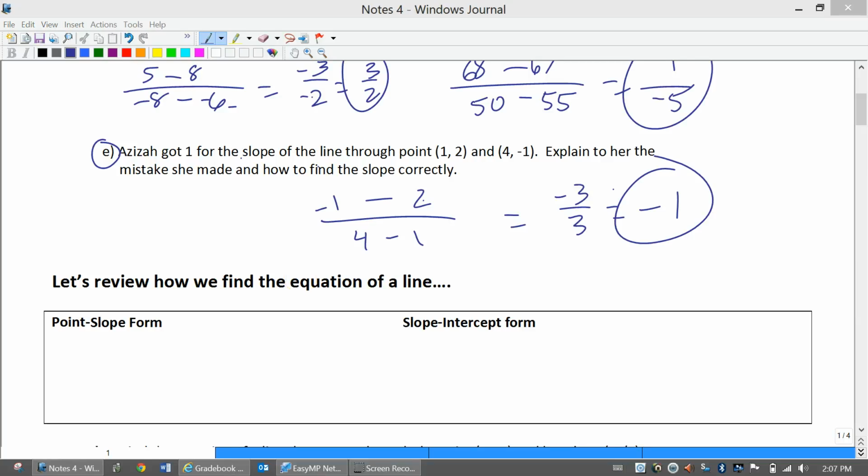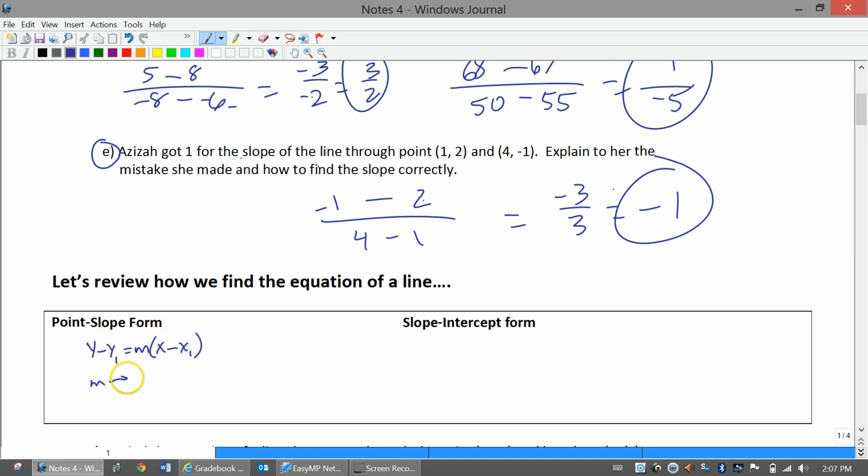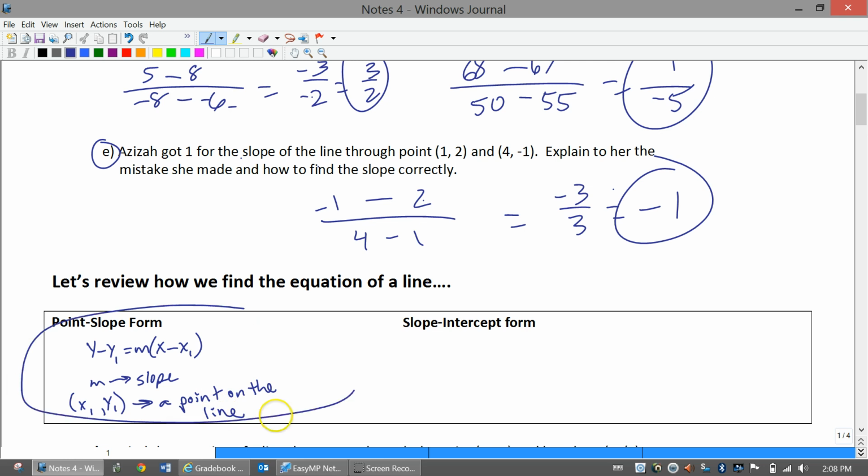Okay, point-slope form, if you remember, of a line is y minus y1 equals m times x minus x1, where m is the slope of the line, and where x1, y1 as an ordered pair is a point on the line. Okay. That's all point-slope form. If you don't recognize that, you likely will use just the second method. Okay.